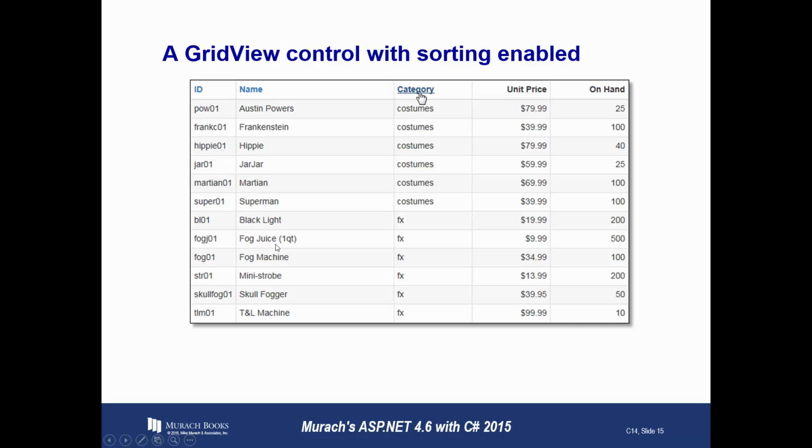special effects. For sorting to work, the data source mode property of the data source must be set to data set mode. You can't have it, in other words, in data reader mode. The grid view doesn't actually do the sorting. It relies on the underlying data source to sort the data. That's why you have to set it to data set.